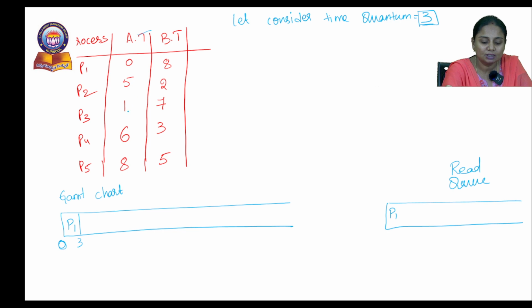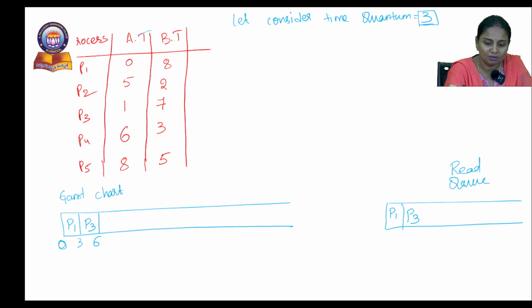We can see here, while P1 is utilizing the CPU, P2 has arrived as its arrival time is 1. P3 has also arrived into the ready queue, as it has the arrival time of 1, and no other processes are available. So now P3 will get the chance to utilize the CPU, and again it gets 3 units of time. So 3 plus 3 will become 6. Already here P1 utilized 3 out of 8.